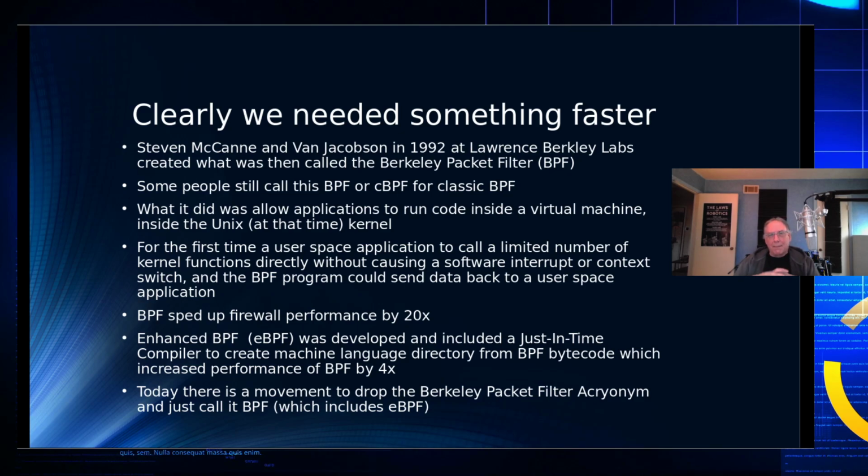So clearly we needed something faster here, because we couldn't let this go on forever. So Steven McCanne and Van Jacobson. Van had done a lot of work in the networking and the communication space prior to this, but both of them were working in 1992 at the Lawrence Berkeley Labs. And they created what they called the Berkeley Packet Filter. And this was the first; people refer to this sometimes as classic BPF or just BPF by itself. So it is kind of confusing. And I kind of agree that maybe we should just call it BPF.